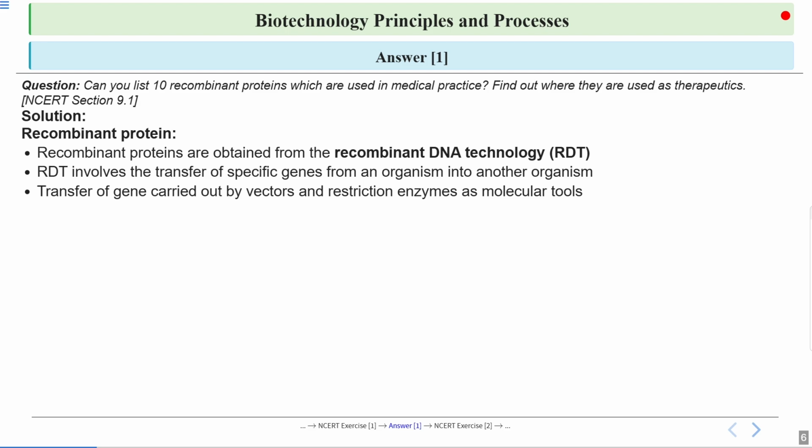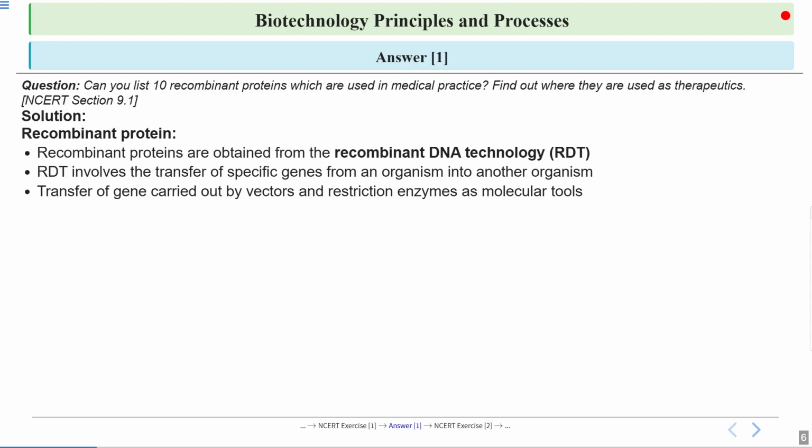The first thing is the vector. You require a vector to incorporate a desired gene, right? And when the vector multiplies, that desired gene also gets multiplied, right? And for this, taking out the desired gene from an organism and incorporating it into a vector, you require molecular tools such as enzymes. Here, the restriction enzyme is working as a molecular tool.